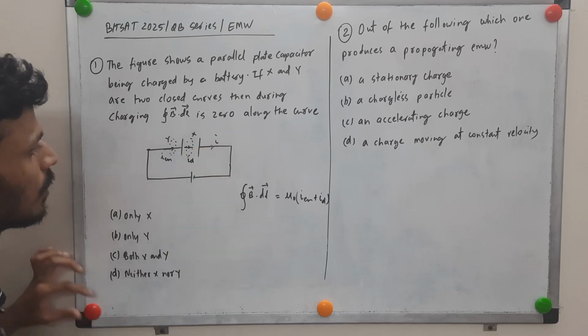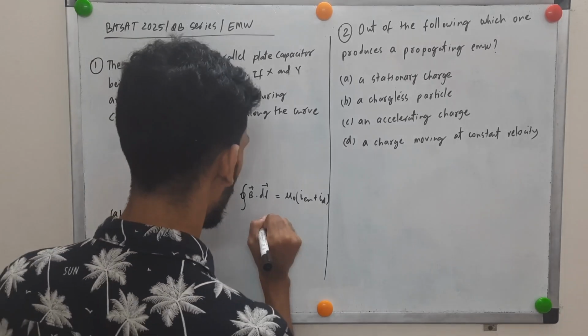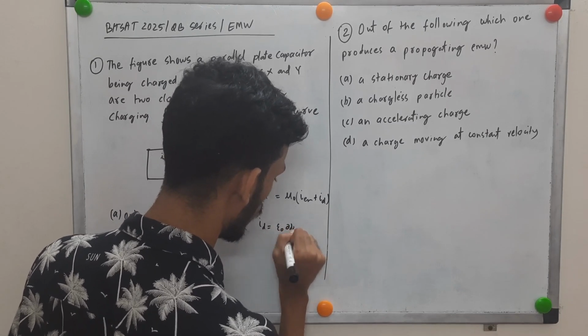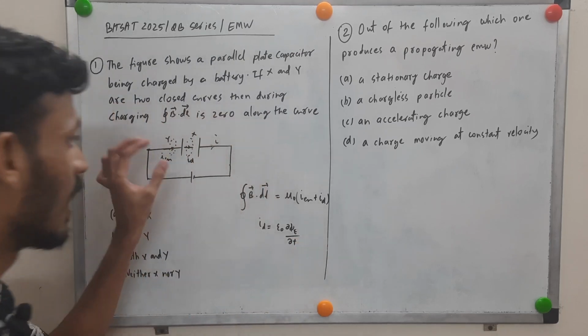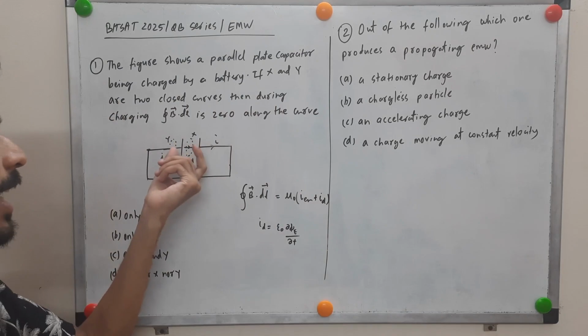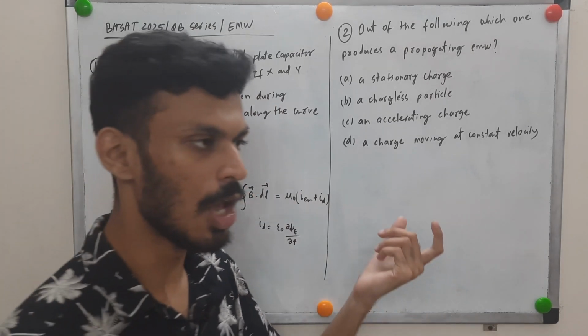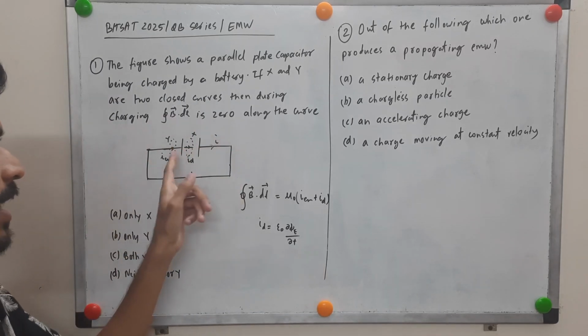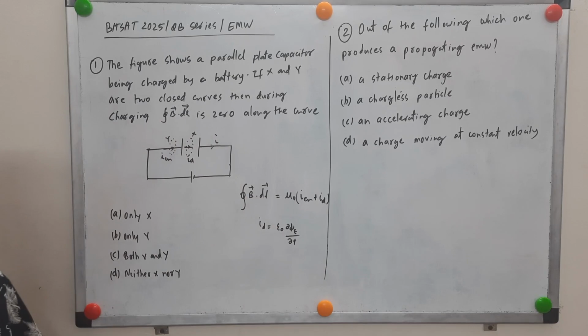If you want to read more about it, check your NCERT. Basically, it's defined as epsilon naught d phi by dt. The electric flux is changing, right? As the charge gets accumulated on the plate, the electric flux between the plates is changing. Due to that, we have this current, and that explains where the current is going in between the plates of the capacitor.